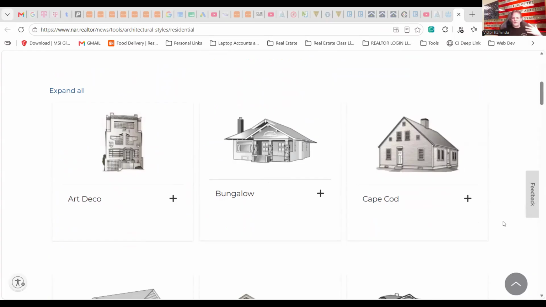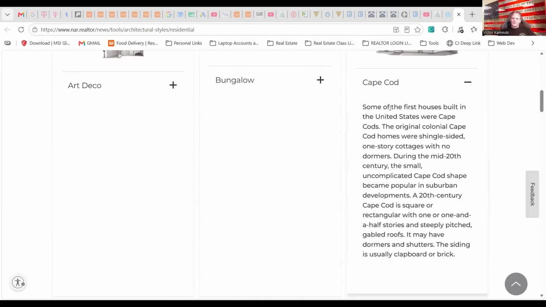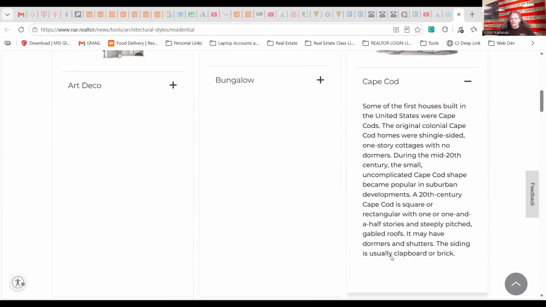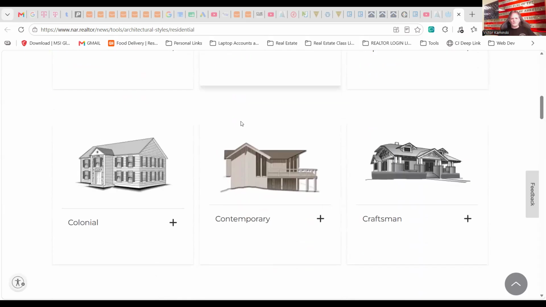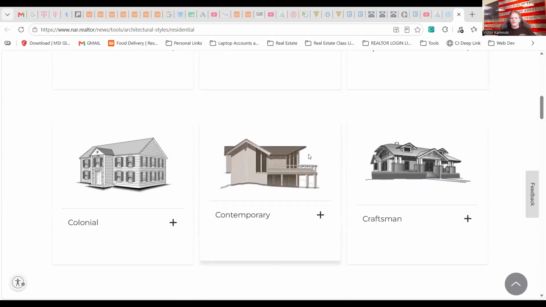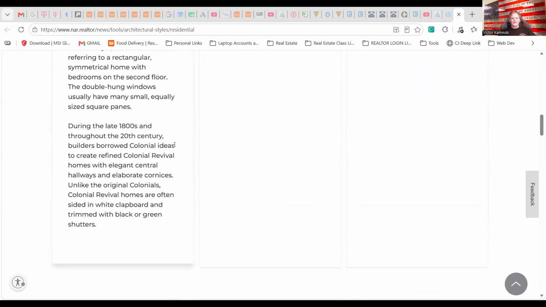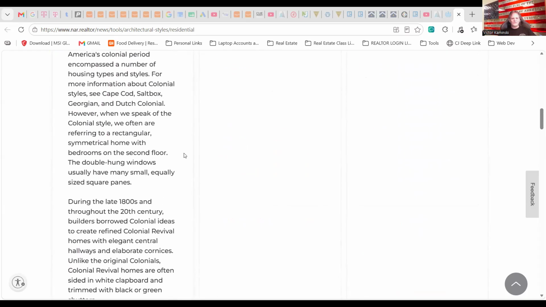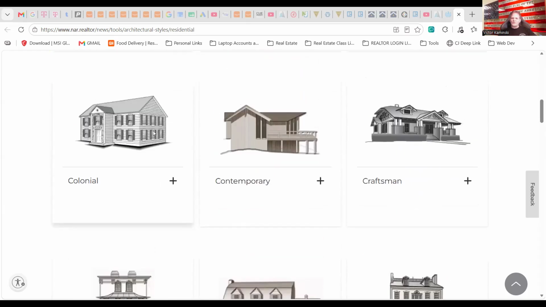What's the difference between them? What's unique about them? What's the layout of them? Here's just a little brief description about them. All of these have some sort of description; this is better than nothing. Okay, here's a colonial and the history and explanation of them. But what's the difference between a colonial and a Victorian?